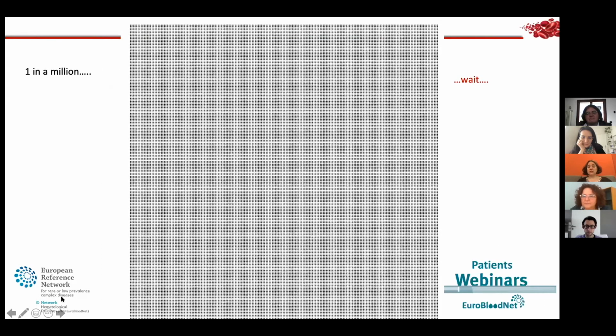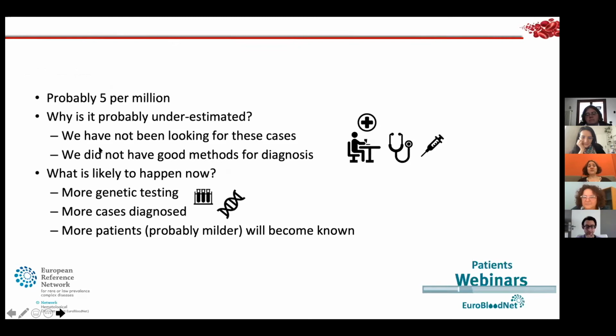A million dots is this, plus this, plus this, plus this, plus this, plus this, plus this, plus this, plus this, plus this, that we've just looked at a million dots. So when we're talking about CDA and saying it's probably about 5 people per million, suddenly you think of all those dots and you think only 5 of those would be CDA patients, and all the other dots would be people who don't have CDA.